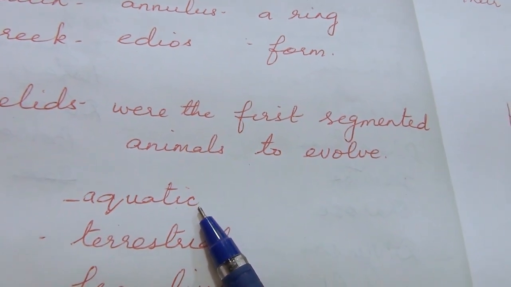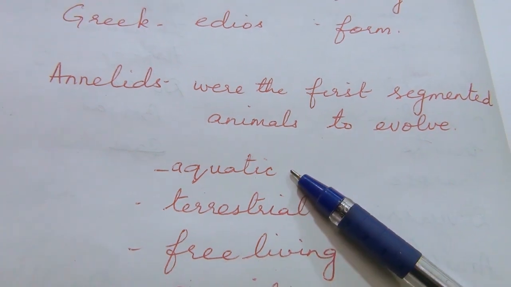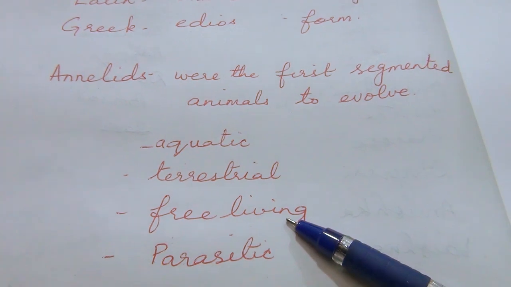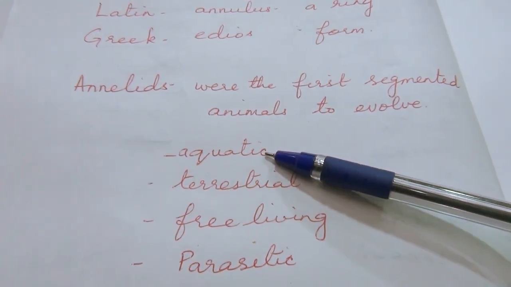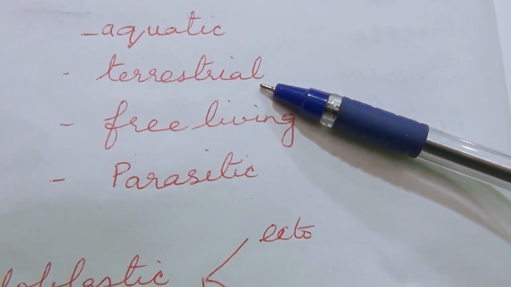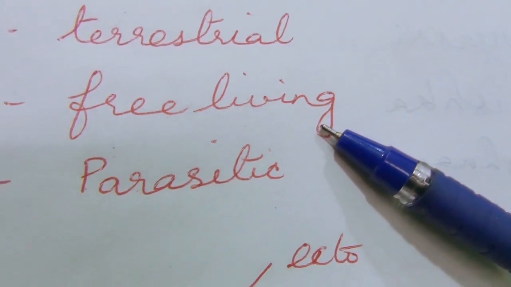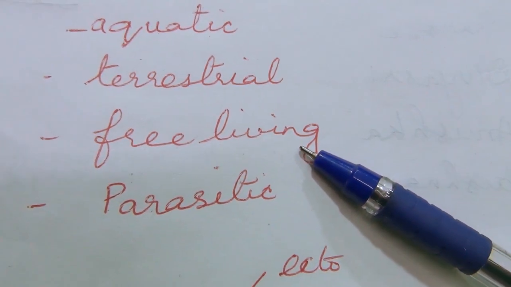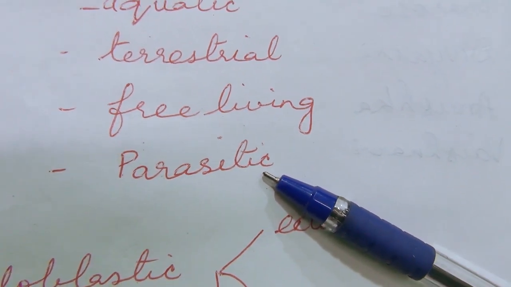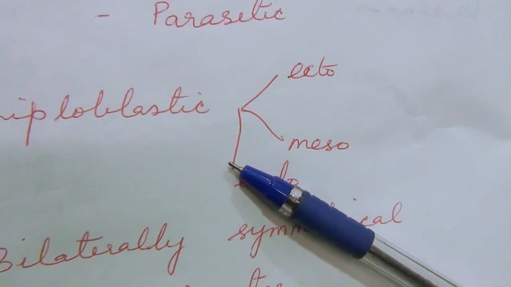And to see the external or morphological life forms, habitat: it is aquatic, terrestrial, free living and parasitic. Aquatic, it can live in water, and terrestrial, land living might be. And free living, it never depends upon other organisms, and parasitic, it depends on the other organism for the nutrition. So four different forms they have, and they are triploblastic animals.